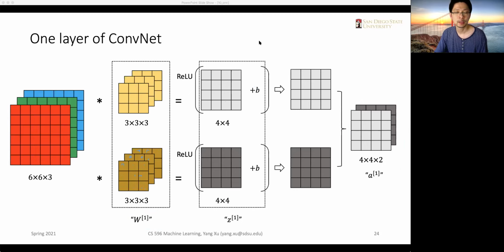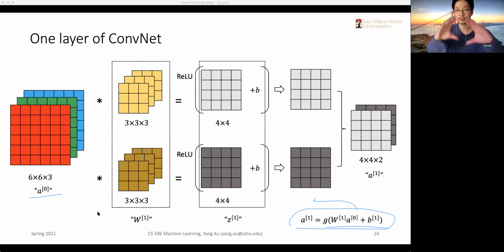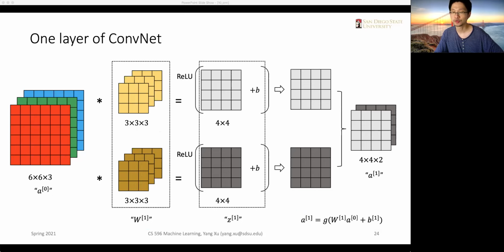All right, so it's an analogy to a regular network. You can think of it this way: this is our input A0, and this is how we get A1 using this formula. This formula indicates a complete computation process implemented by these convolutional operations. So that's one layer of ConvNet, and we can call it a convolutional layer.